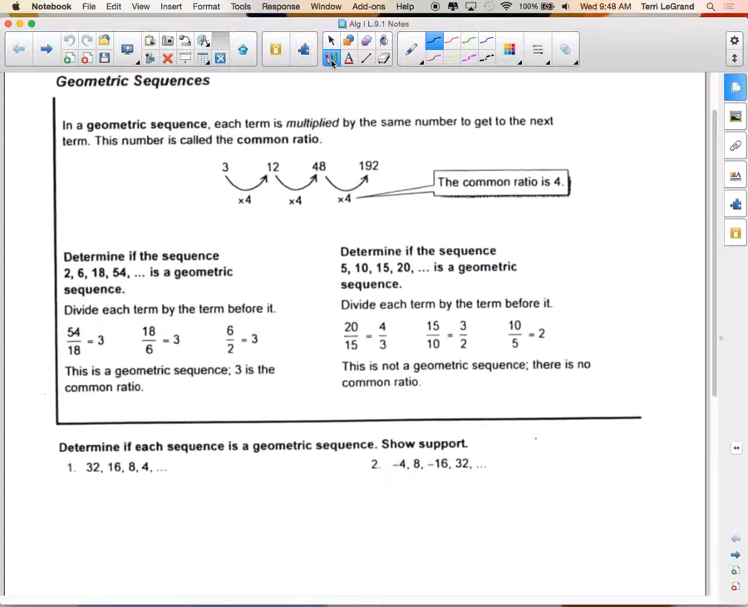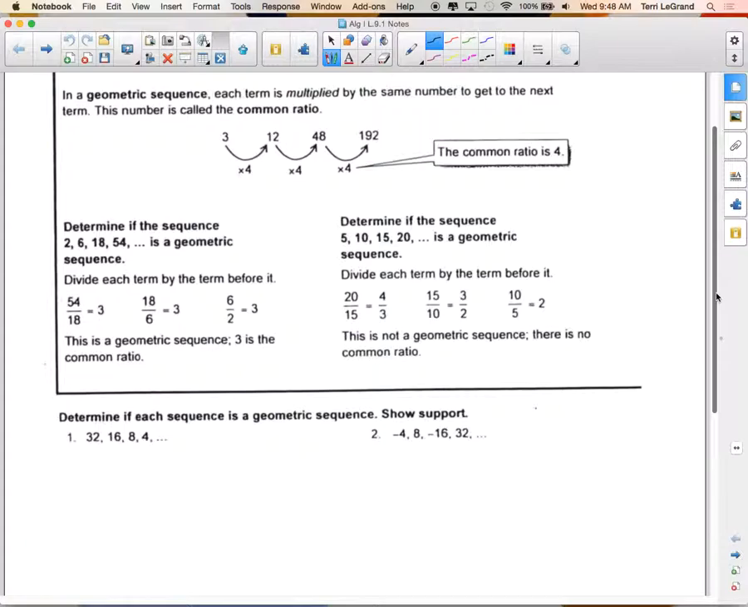An arithmetic sequence actually models a linear function. An arithmetic sequence has a constant change happening, so like adding 4 in Kat's example, that would be modeled by a linear function. So let's take a look at what makes a sequence geometric then.